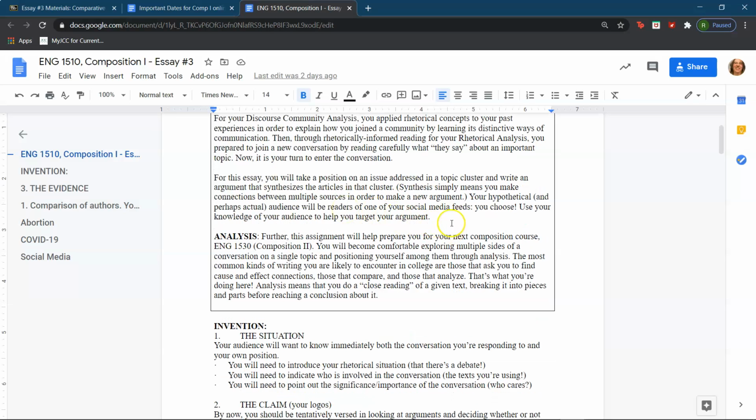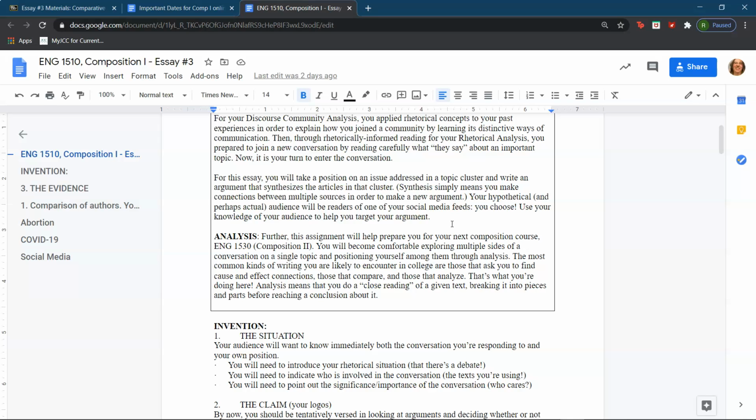Now for this paper, this is a compare and contrast paper. So for this essay, you will take a position on an issue addressed in a topic cluster and write an argument that synthesizes the articles in that cluster. Synthesis means that you make connections between multiple sources in order to make a new argument. Your hypothetical and perhaps actual audience will be readers of one of your social media feeds, and you can choose. You can use your knowledge of your audience to help you target your argument.